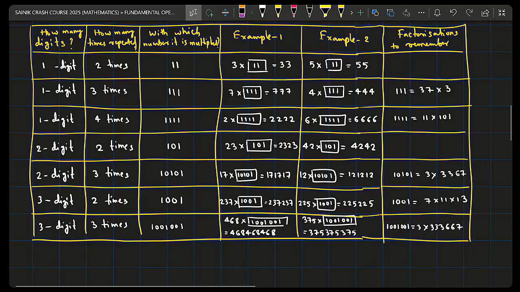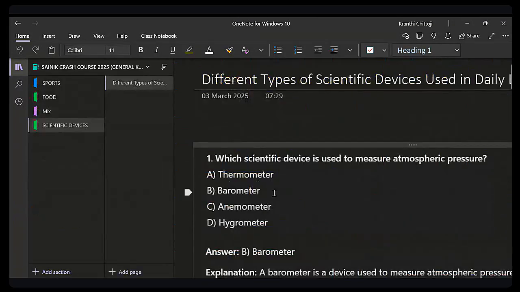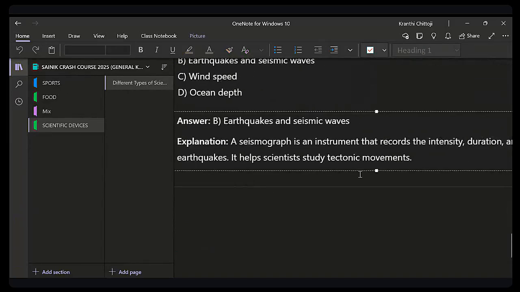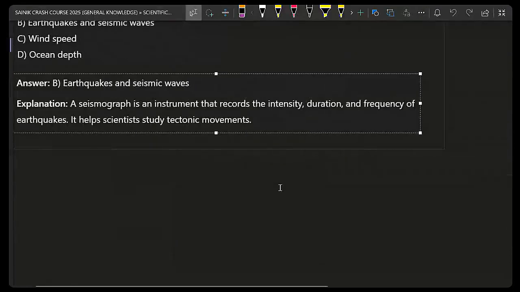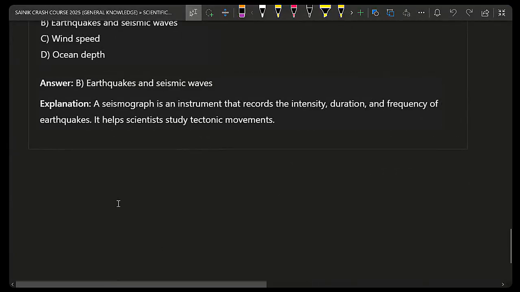Yesterday we discussed up to 10th question. What does a seismograph measure? We'll continue from there. Okay, all of you, next question in GK.